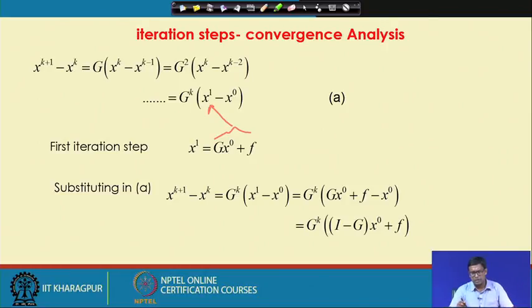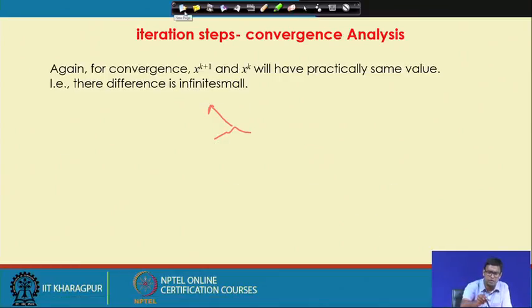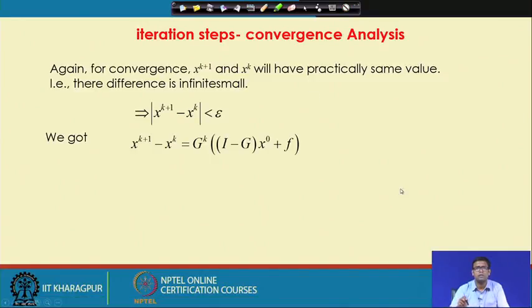I minus G, the initial requirement, was that I minus G must be a non-singular matrix. So if it is non-singular, for any x 0 multiplied by G to the power k, this should be a very small number if G also has a matrix norm less than 1. So for convergence, x k plus 1 and x k will have practically the same value, and therefore the difference is infinitesimally small, which means that x k plus 1 minus x k is less than epsilon.